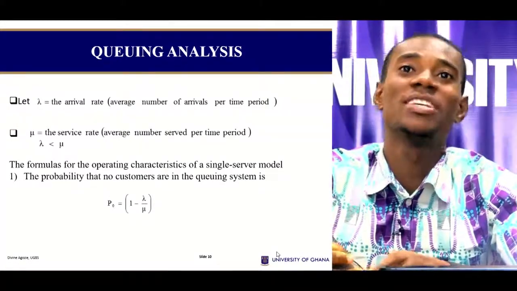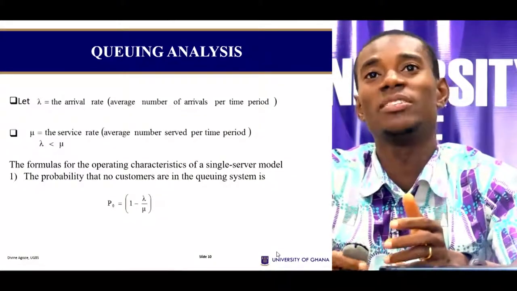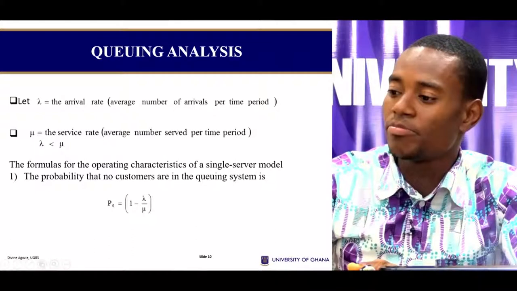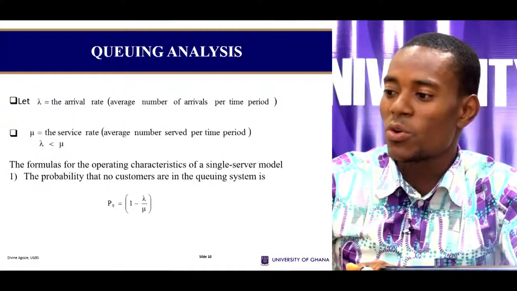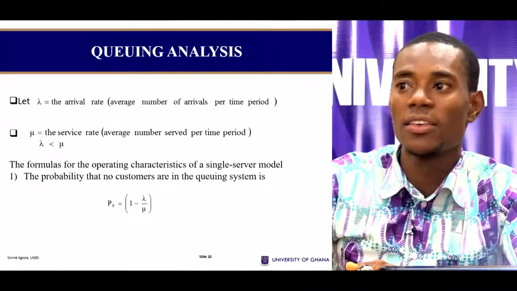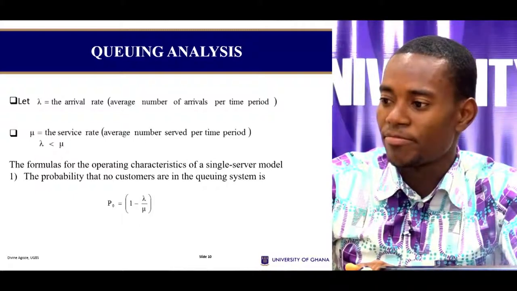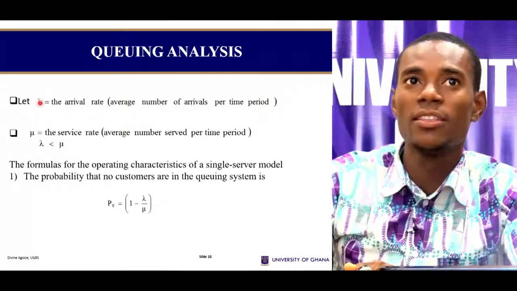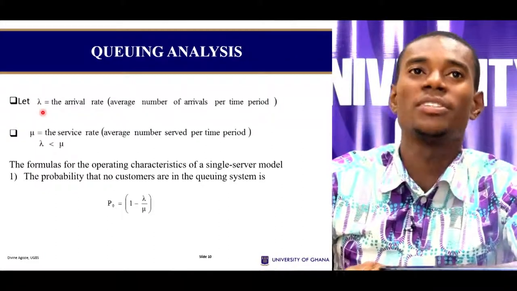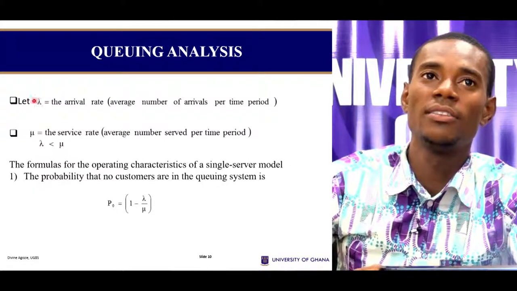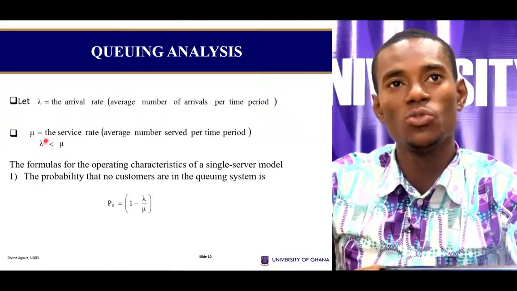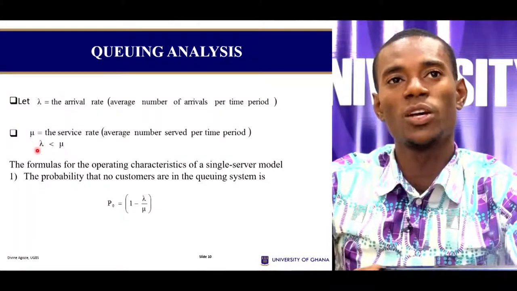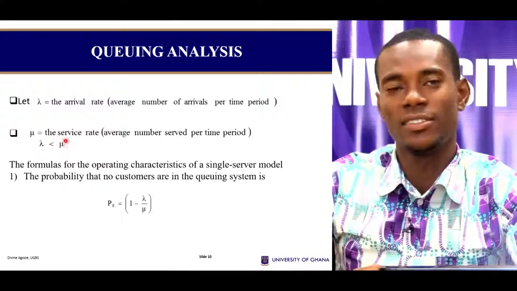And the same occurs with the service rate. It is the average number of customers served per time period. So we'll use this sign here, which we call lambda. We represent the arrival rate with lambda, and then we take mu to represent the service rate. We have also said that our lambda, the arrival rate, should be less than the service rate.